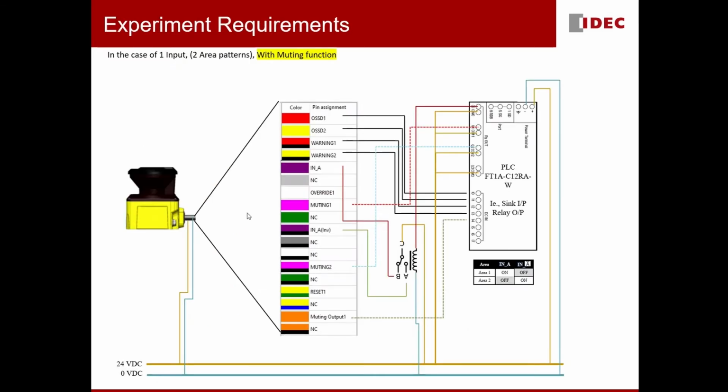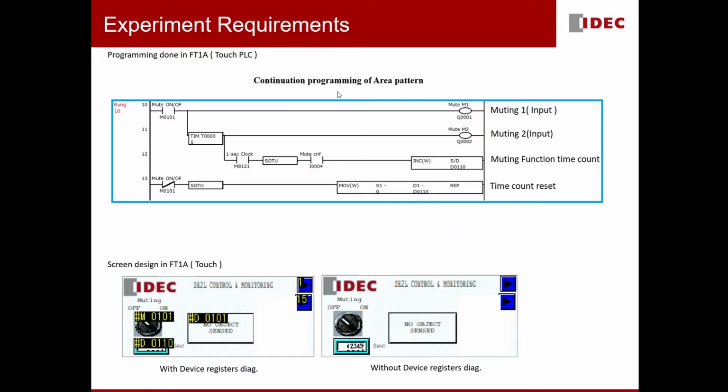So in this experiment, we are going to look into the muting function in addition to the area patterns which we have seen in the previous video solution. There are two inputs we are provided, that is muting 1 and muting 2. The wiring has been given to Q1 and Q2 of the PLC.